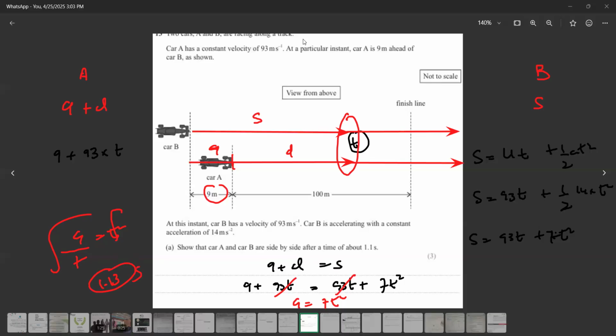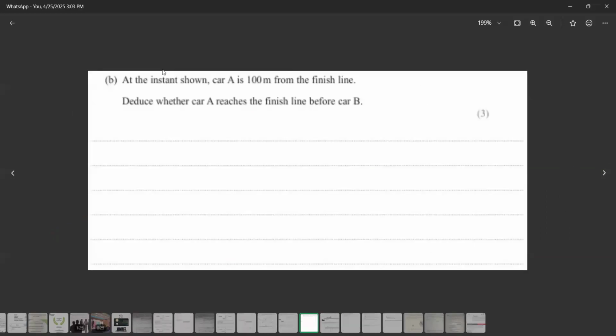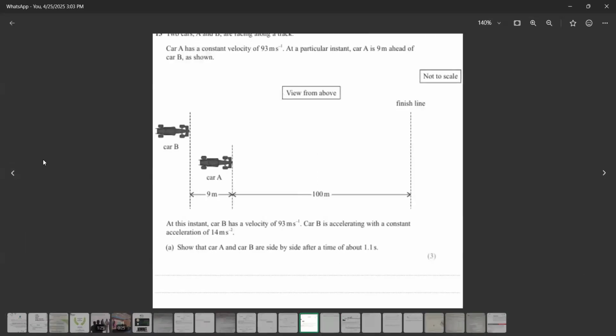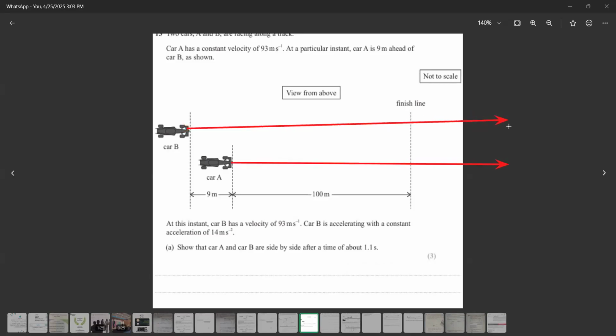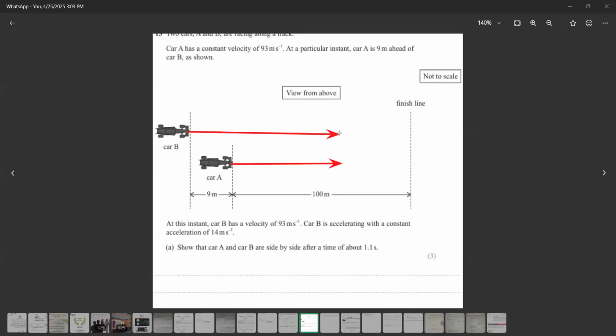The next part, they said that at the instant shown, car A is 100 meters from the finish line. Deduce whether car A reaches the finish line before B. Now for the second part, we want to find which one crosses the finish line first. Is it A or B? Because we don't know, maybe the two cars are side by side after the finish line, or maybe before the finish line.